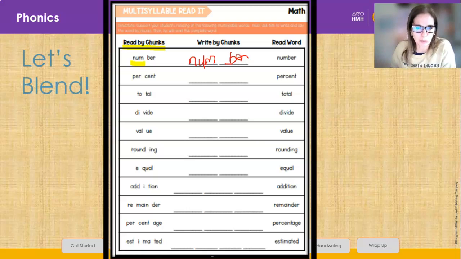Do not just write the words on the list because you won't learn them. All right? Remember, it's important that you read by chunks first, because if you don't know the word and you're just copying it, you are not writing by chunks. And in the directions it says blend to write by chunk in the second column. All right, so this is reading by chunk. This is writing by chunk. And then finally, you're going to read the word put back together.